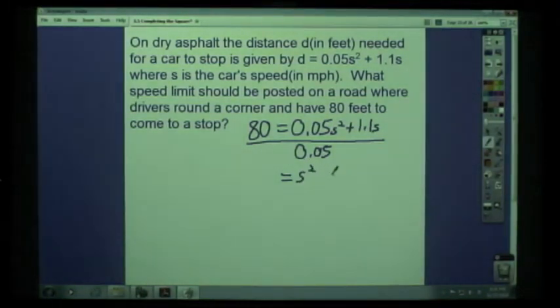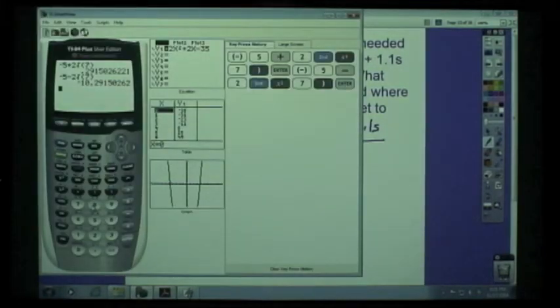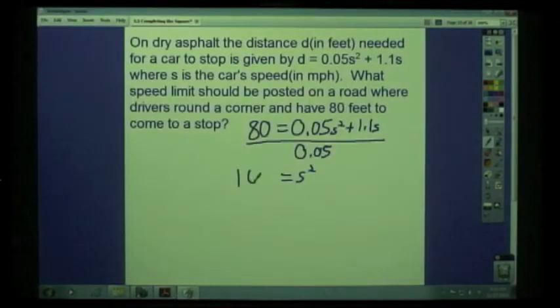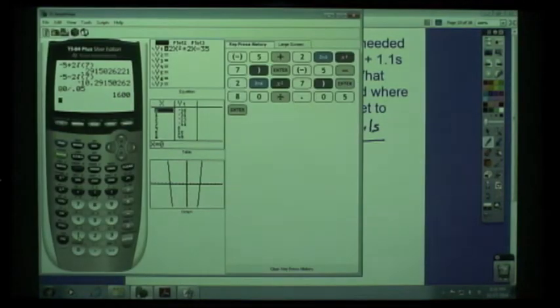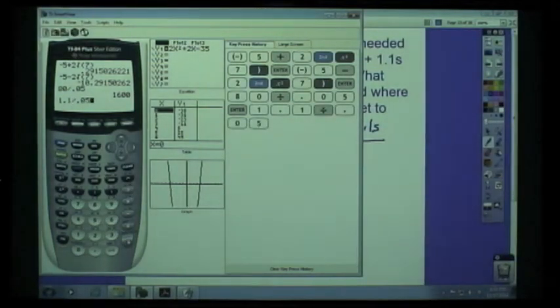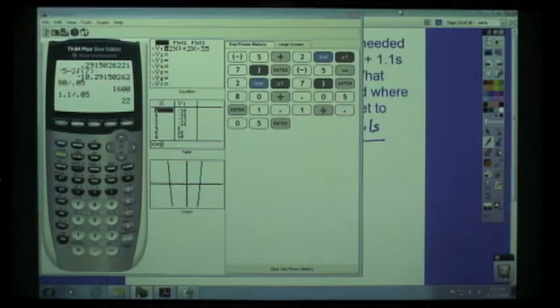So you get s squared here. When you take 80 and you divide it by 0.05, take out your handy dandy calculator if you can't do it in your head. Okay, I'm going to do this so I make sure I get it right myself. You divide 80 by 0.05 and you get 1600 over here. Then you divide the 1.1 by 0.05. Again, take out your calculator. Make sure that you can get the correct answer for this. When you divide 1.1 by 0.05, you get 22.